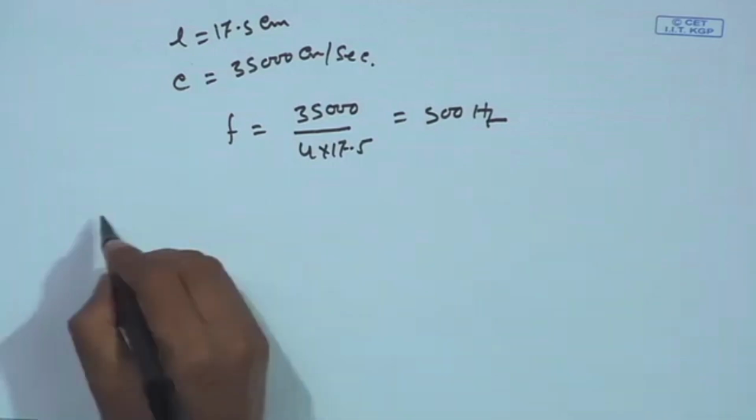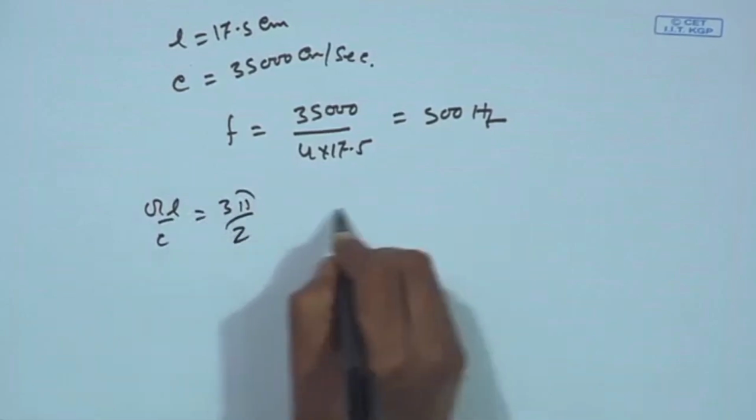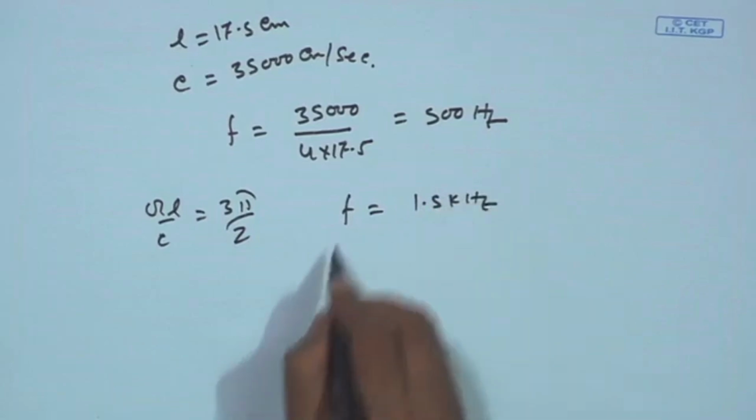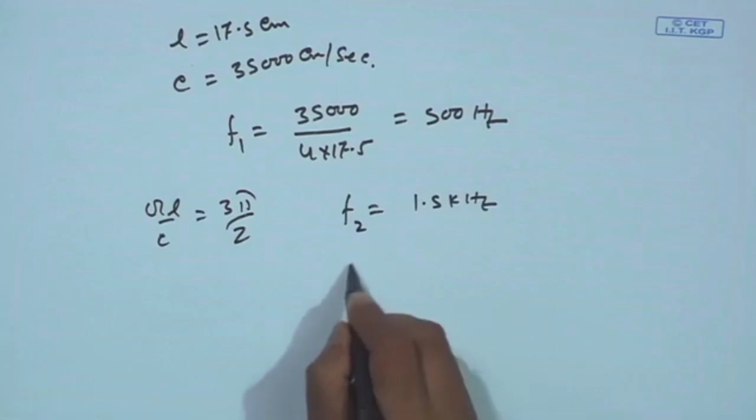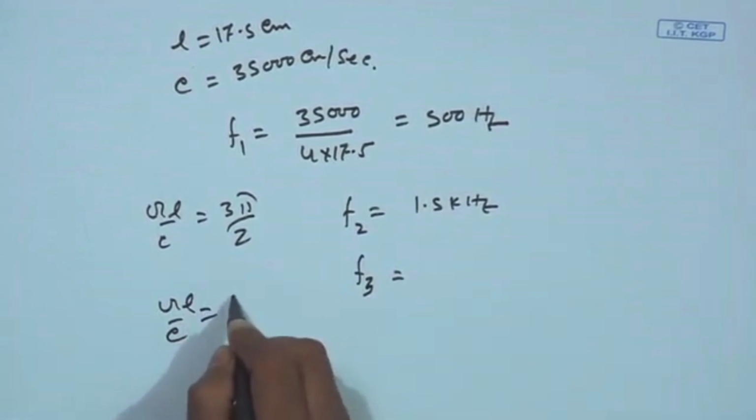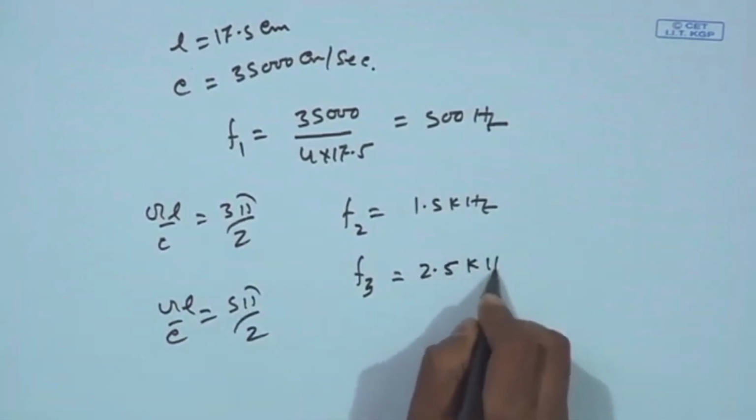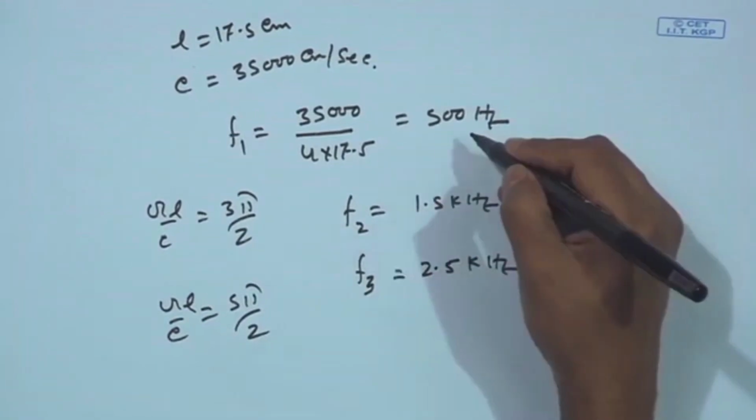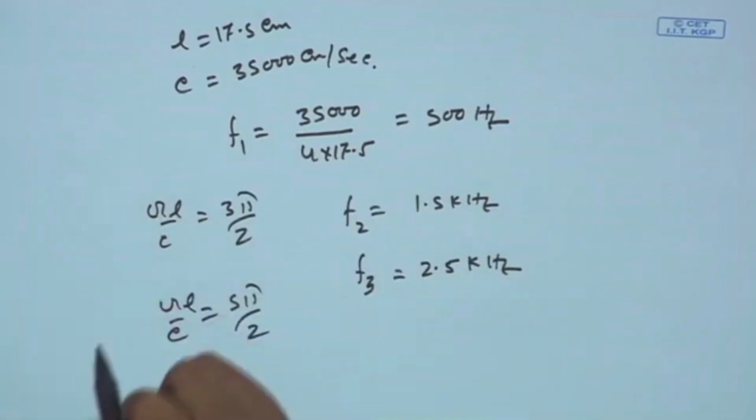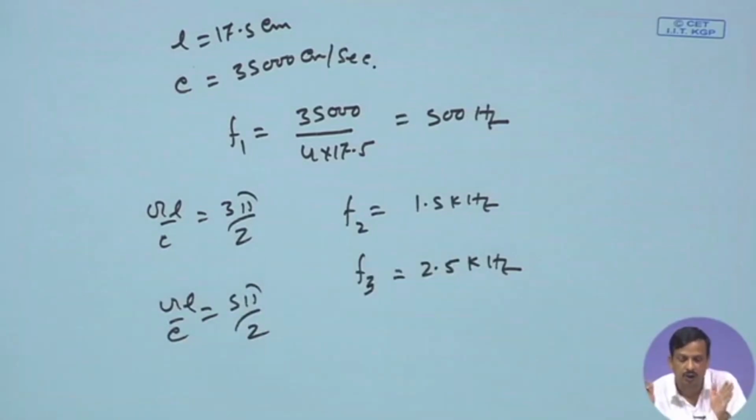Okay. If omega L by C is equal to 3 pi by 2, then f becomes 1.5 kilohertz. So, it is f1 first formant, second formant. If it is third formant, then omega L by C is equal to 5 pi by 2, then it will become 2.5 kilohertz. If you see, the distance between the first formant and second formant is 1 kilohertz, second formant and third formant is 1 kilohertz, it is fixed because tube length is fixed.